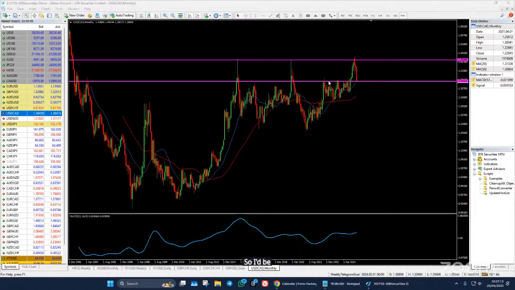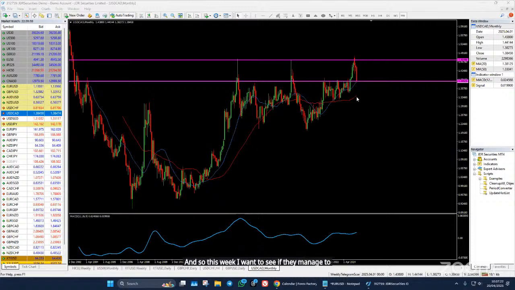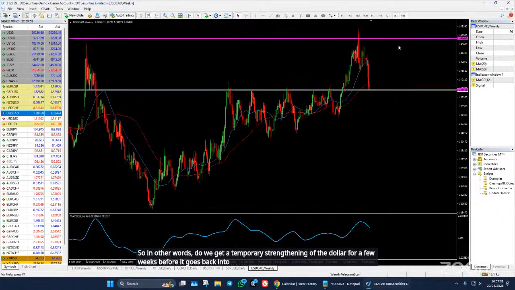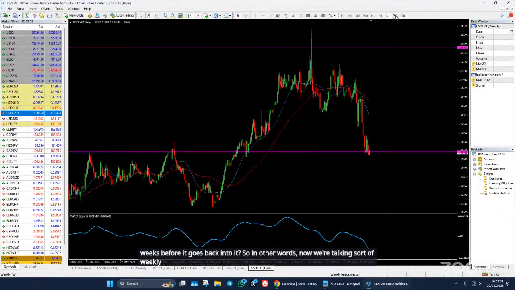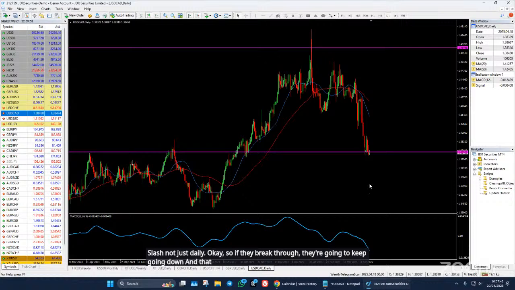So you can see a lot of these charts, guys, are sitting at close to key levels. And so this week, I want to see if they manage to keep going through those levels in line with a weaker US dollar, or if they manage to reject them. So in other words, do we get a temporary strengthening of the dollar for a few weeks before it goes back into it? So in other words, now we're talking sort of weekly, not just daily. Okay, so if they break through, they're going to keep going down. And that would happen in a situation where the dollar weakening is quite extreme.